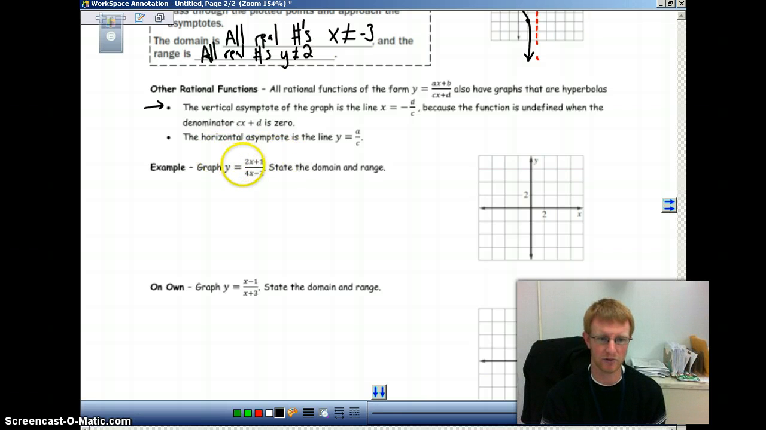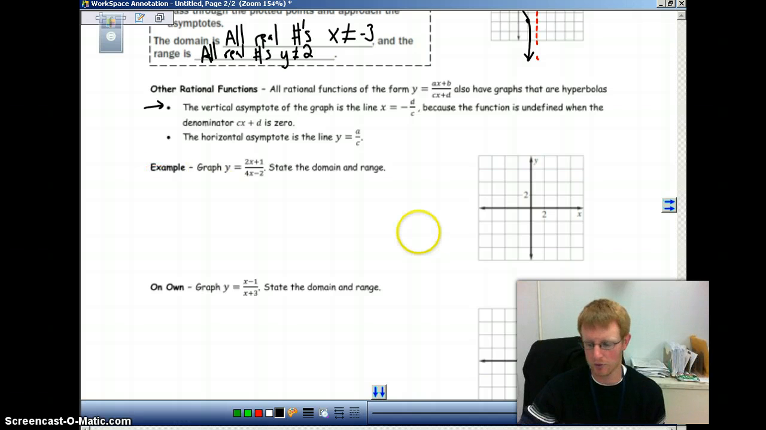So getting right into this example, for that, we would set the bottom equal to 0 to figure out our vertical asymptote. The horizontal asymptote is going to be a over c. What that means is we're going to take the leading coefficients, the two numbers that are in front of our x's, and create a fraction, and that will be our horizontal asymptote. So let's do these one at a time. Let's start with the vertical asymptote.